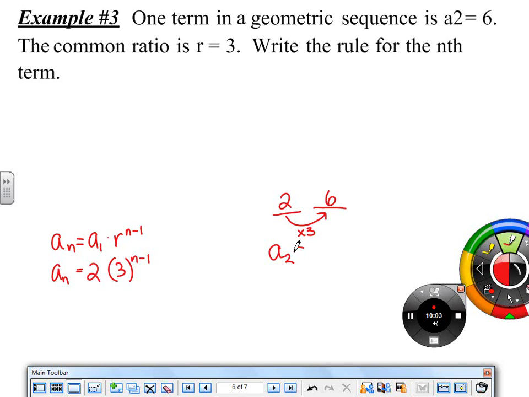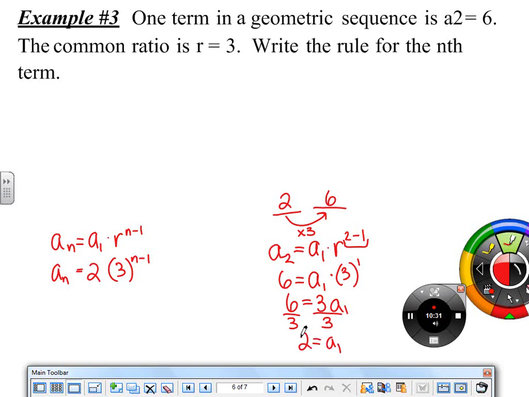So if you plug in 2 for n, it would look like this. And then you know A2 is 6 because that was given in the problem. You don't know A1, you're looking for it. And then you know your ratio was 3, and now that's being raised to the first power. So you would have a smaller equation with a number times your first term equals another number, and you could finish solving for your first term.